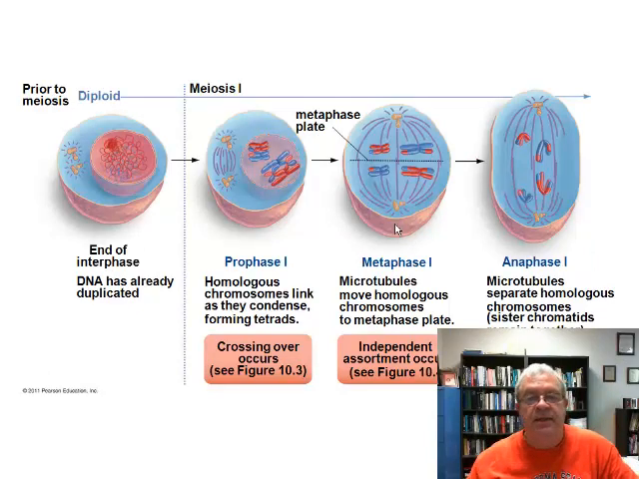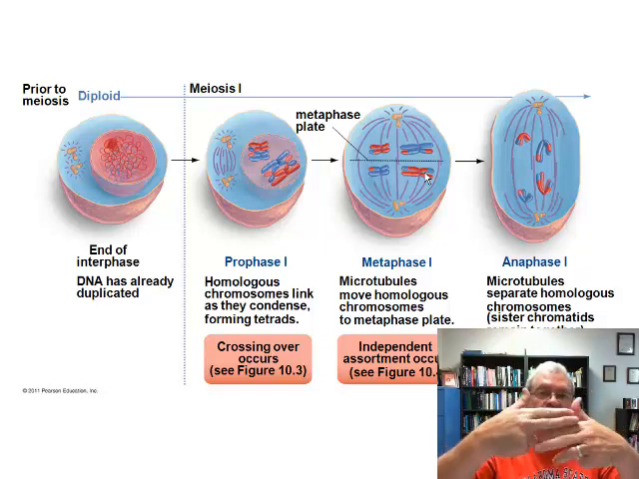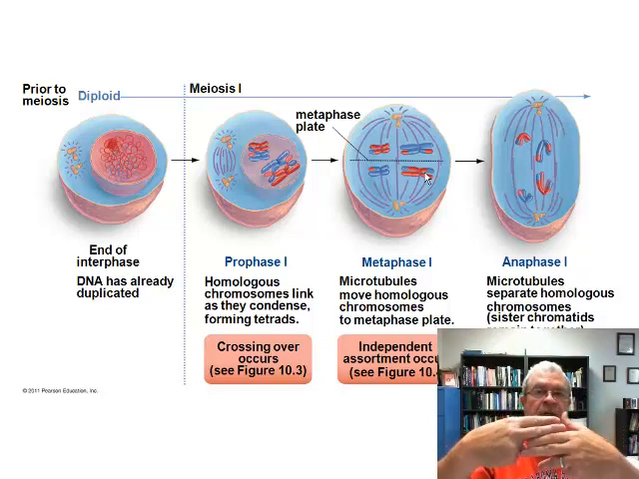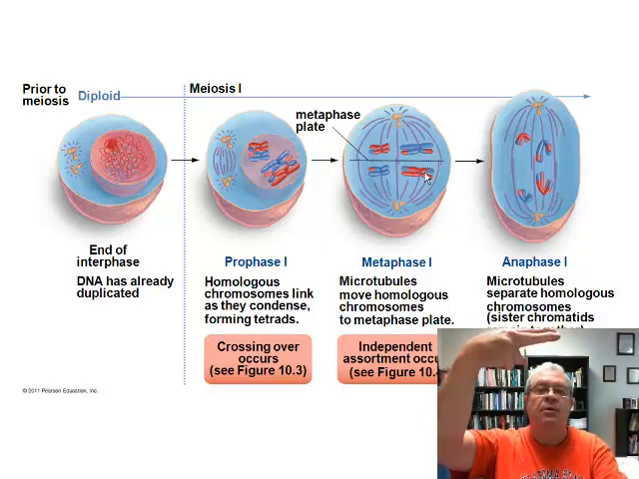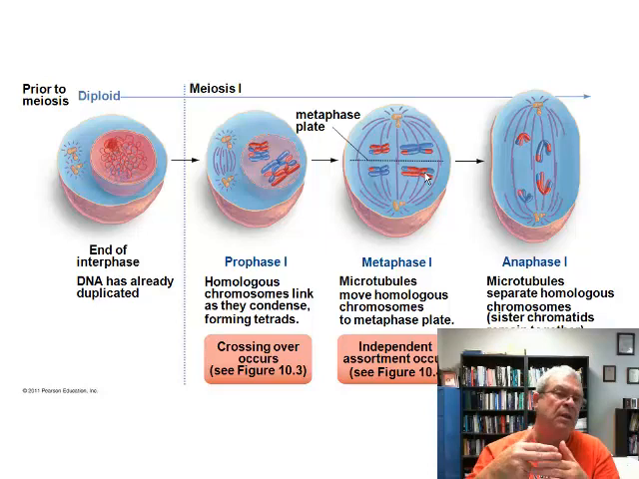But what about the second shuffle? The second big shuffle occurs in metaphase 1, anaphase 1. What's happening here again? The homologous pairs are kind of still joined together. They make it to the equator. They're pulled to the equator. Then they go their separate ways. And they have been changed by crossing over. But they're still sort of like they came from mother and father.